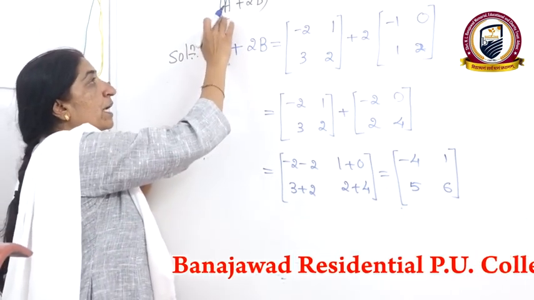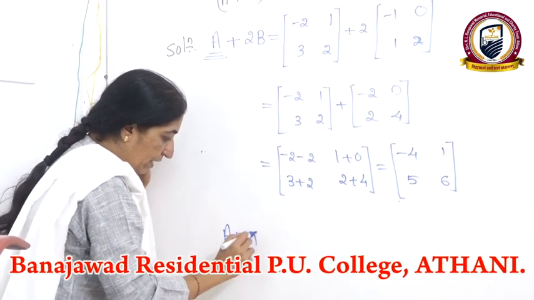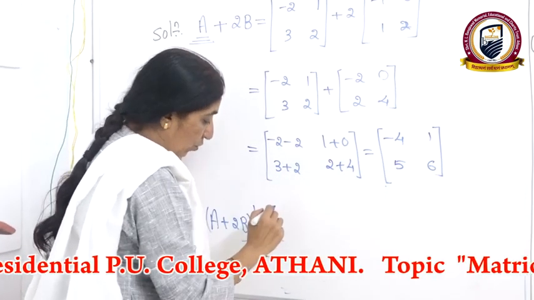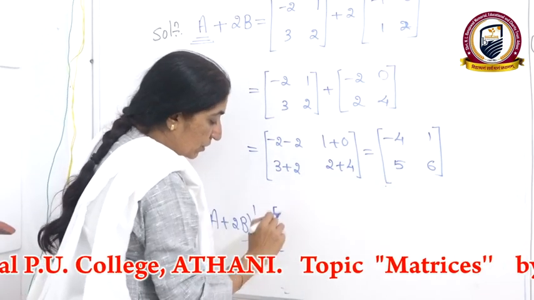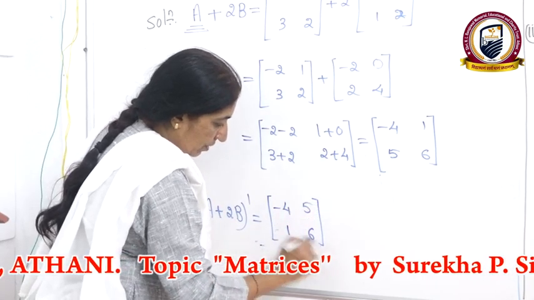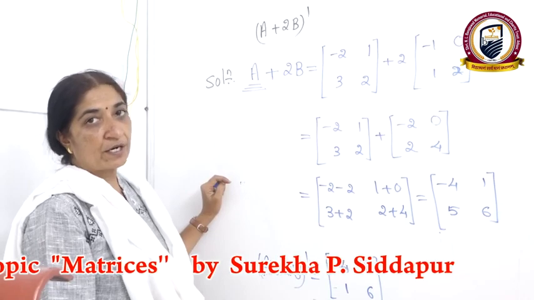But we require A plus 2B whole transpose. A plus 2B whole transpose means just interchange the row and column. Row changes to column, column changes to row. So this is the final answer required. That is (A plus 2B) whole transpose.